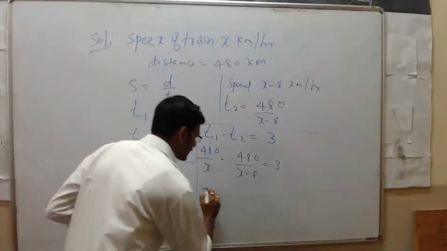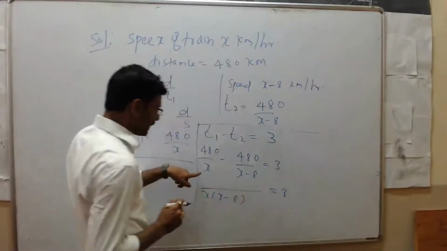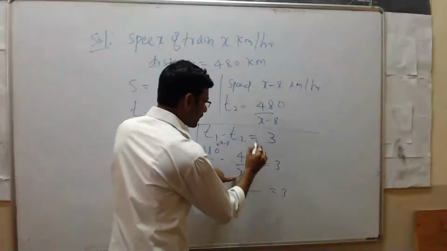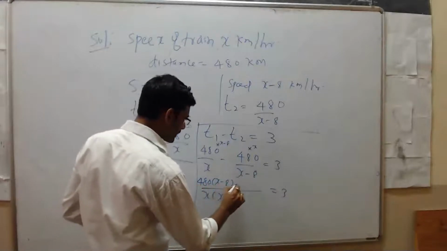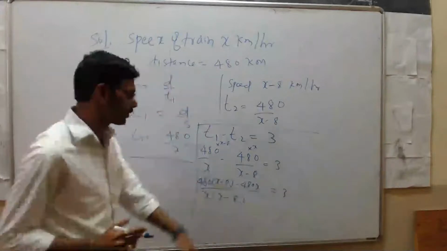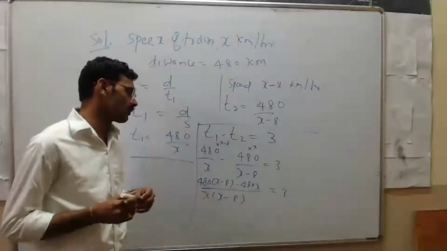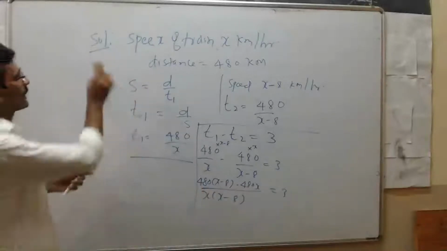Then simplification. x into x minus 8 is equal to 3. For x you have to multiply by x minus 8, and for x minus 8 you have to multiply by x. Therefore, 480 into x minus 8 minus 480 into x, divided by x into x minus 8.